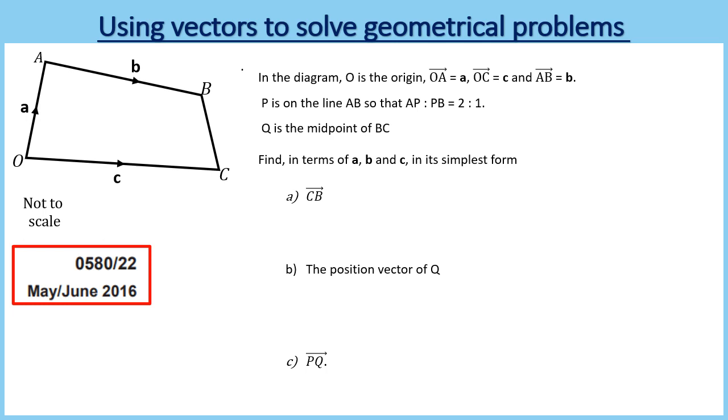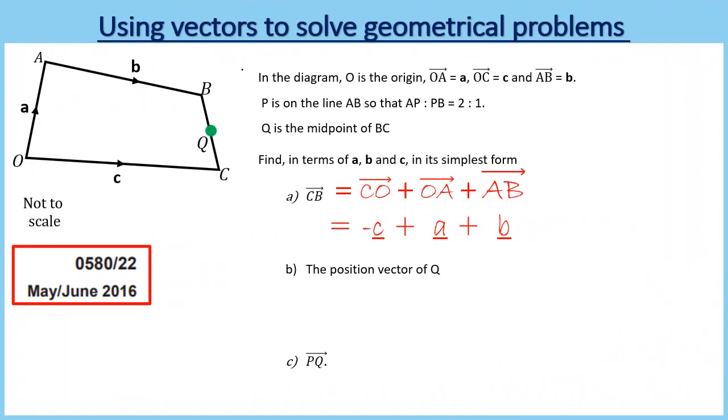To express vector CB in terms of vectors A, B, and C, we must travel from point C to point B via those vectors. As a result, vector CB will be equal to vector CO plus vector OA plus vector AB. Let us now express those vectors in terms of vectors A, B, and C. Vector CO has the same magnitude as vector C, but in the opposite direction, so it equals -C. Vector OA is the same as vector A, and vector AB is the same as vector B.